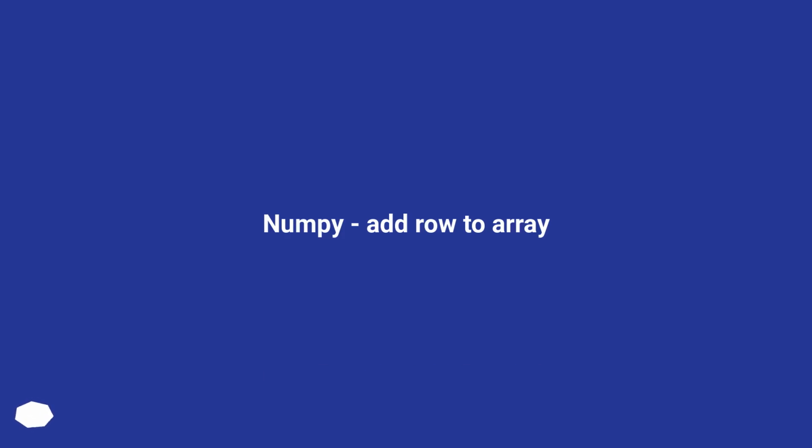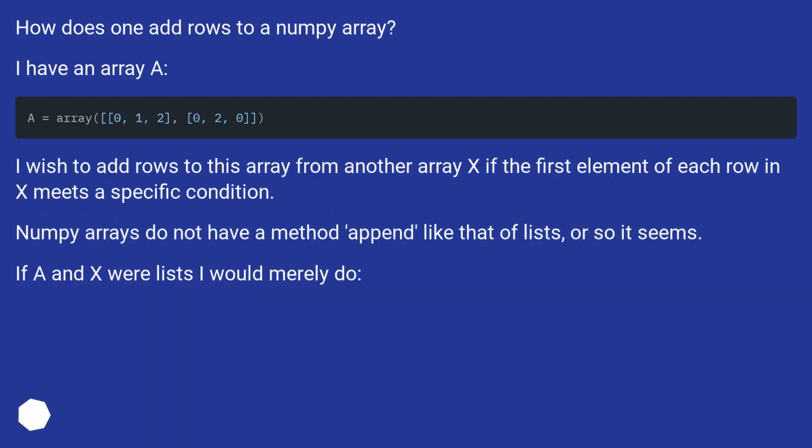NumPy, add row to array. How does one add rows to a NumPy array? I have an array A. I wish to add rows to this array from another array X if the first element of each row in X meets a specific condition.